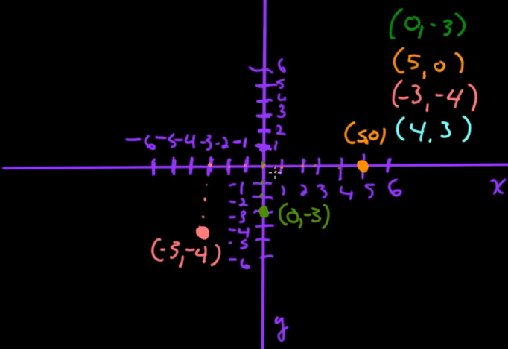And our last point is 4, 3. So 1, 2, 3, 4. And then up 3. 1, 2, 3. And that's 4, 3. And so that's how we plot points on a Cartesian graph system. And what we'll do next is we'll take our linear equations and we'll take our solutions to those and we'll plot them. And we'll actually start seeing why we call them linear.